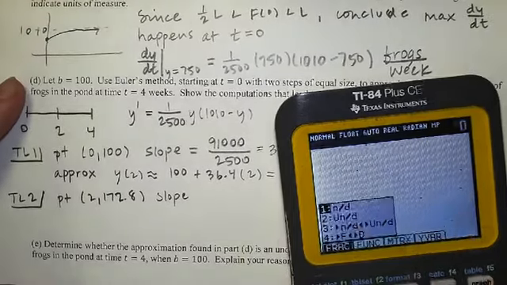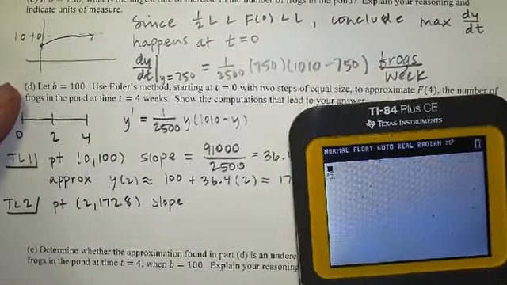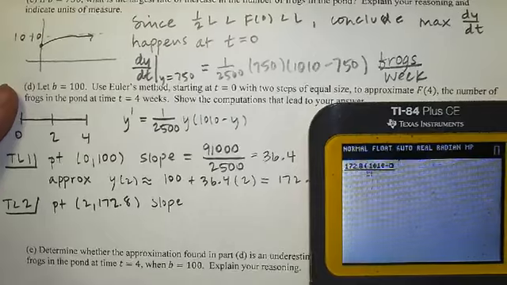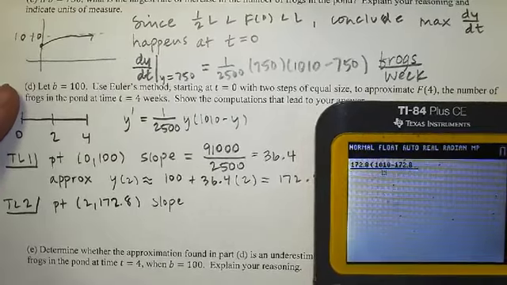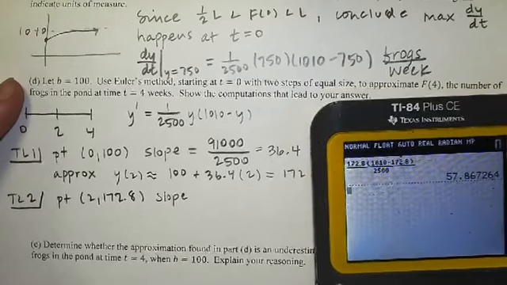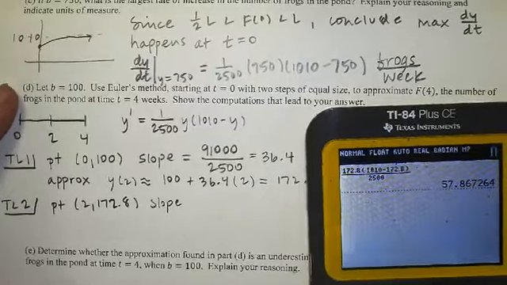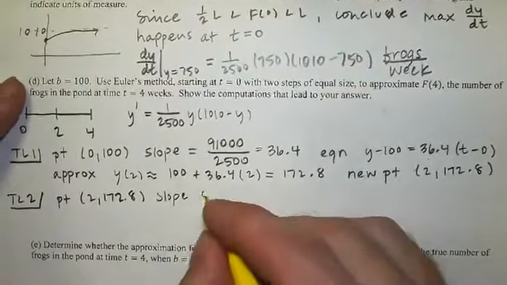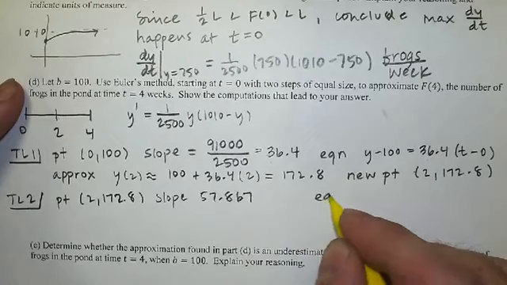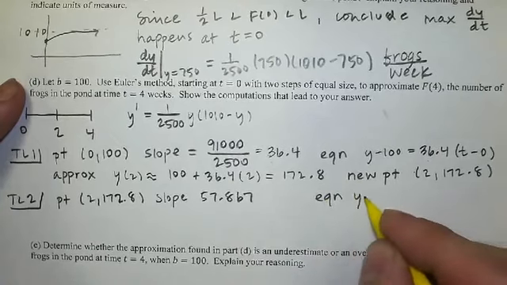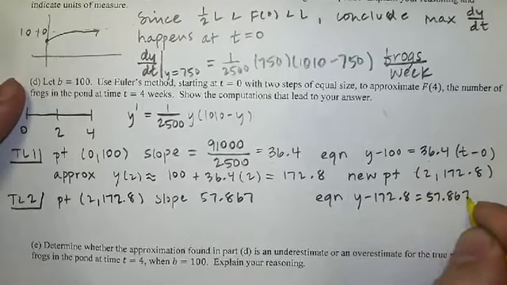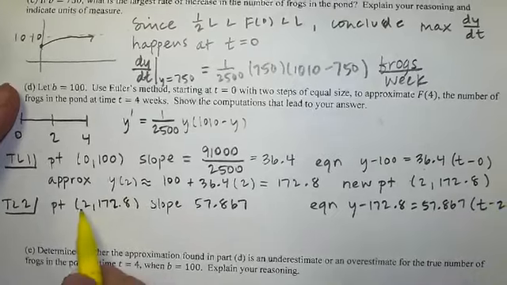So what I'm going to do is make a fraction bar. I'll say y is 172.8 times 1010 minus 172.8. And then I'm going to divide by 2,500, and I'll have 57.867. All right, so the equation is going to be y minus 172.8 equals 57.867 times t minus 2.